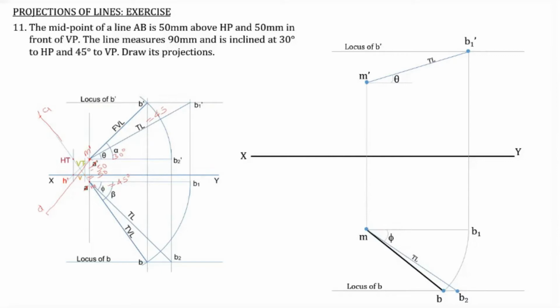Now you can obtain the front view also. From B, project upward, and you will get B dash.